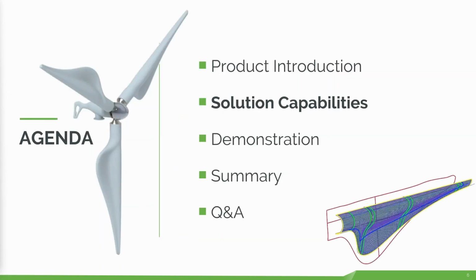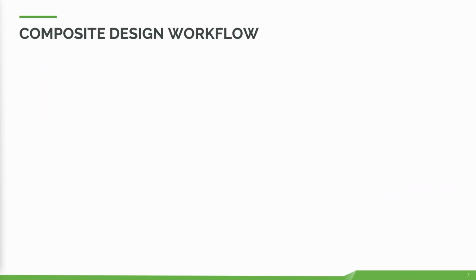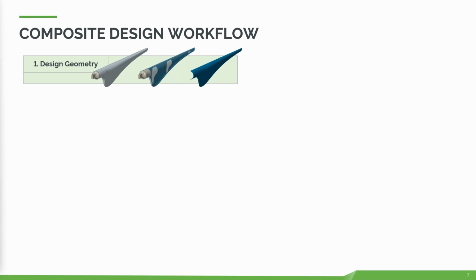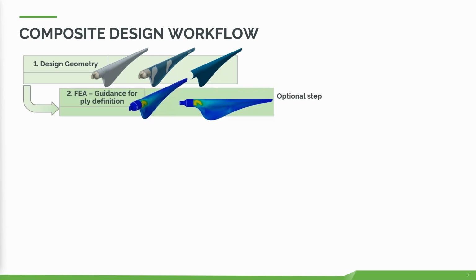So let's talk about the composites module and what the capabilities are. It's really around supporting the composite design workflow. The first step is modeling your design geometry, which we do inside Creo. We've got all of our surfacing capabilities and everything else to define that shape. Often at that stage, it's a good idea to do some initial analysis, maybe to understand where your areas of high stress might be, because that's where you might need to concentrate on the design process around those areas when defining our plies.